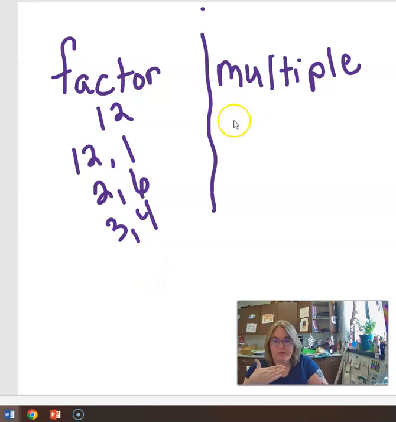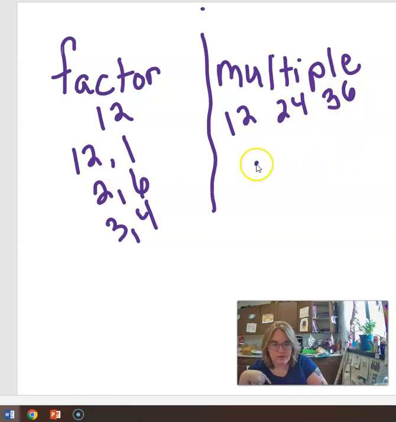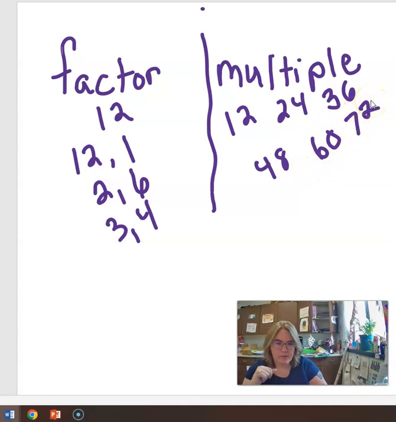Now when I'm talking about multiples, this is where I'm counting up by a certain number. If I was counting by 12s, I would go 12, 24, 36, 48, 60, 72, and I could keep going as far as I need to. Again, if you are struggling with finding factors or multiples, we'll work on this further in the class.